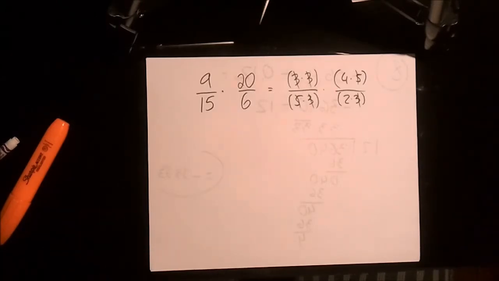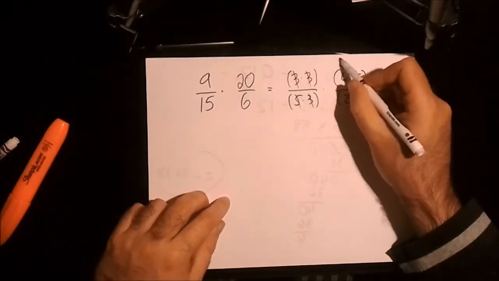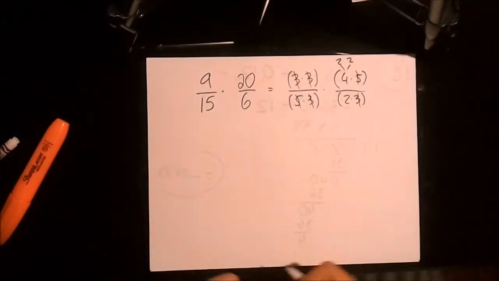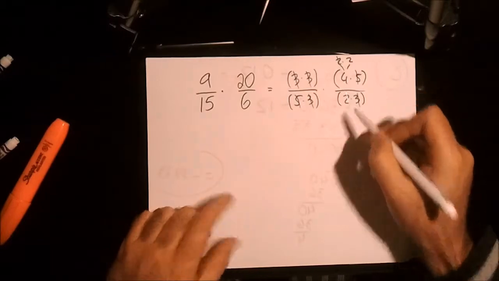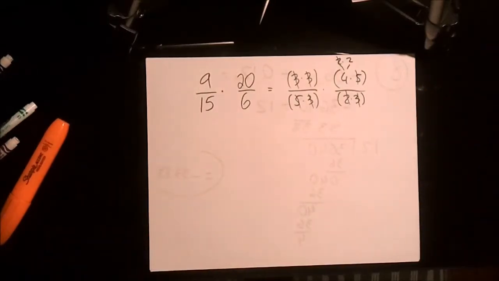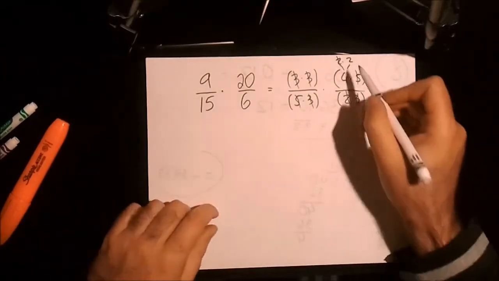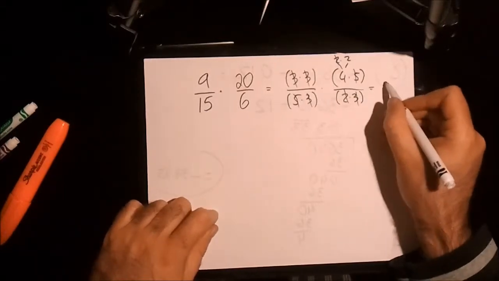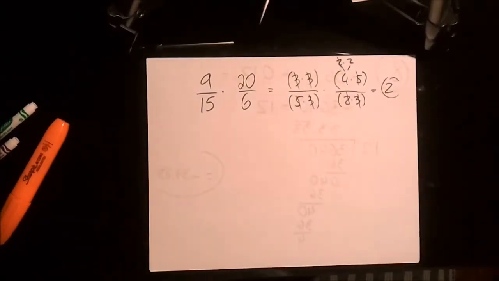Actually, I should have broken down that 4 into 2 times 2. Because when I do that, I see something else I can cancel out: a 2 and a 2. So what's really left at the top is that 2 and nothing on the bottom. That's the answer.